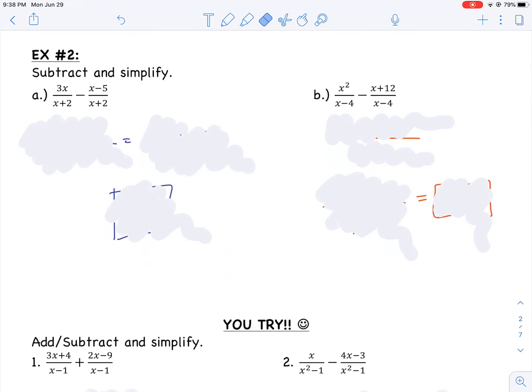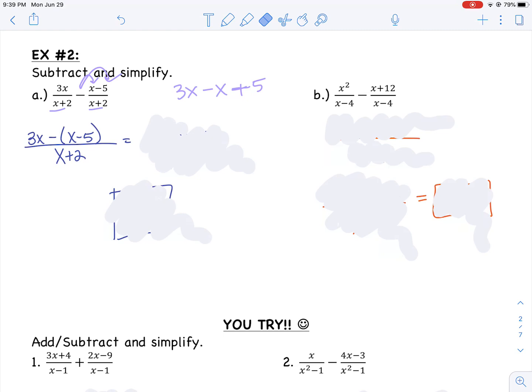If I ask you to subtract these two rational expressions, it looks like they already have a common denominator of x plus 2, so I can keep that common denominator. But then when I go to subtract my numerators, I have a 3x and I want to subtract an x and I want to subtract a negative 5. And hopefully we know that those two negatives really make a positive. So what we really need to do is distribute that negative through.